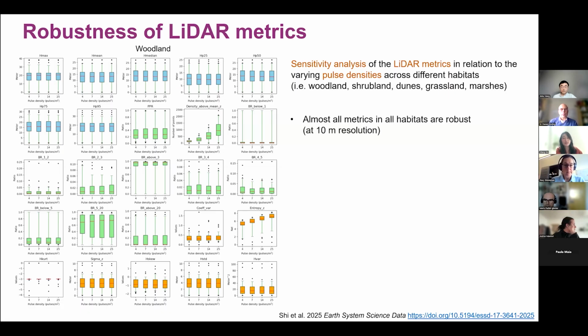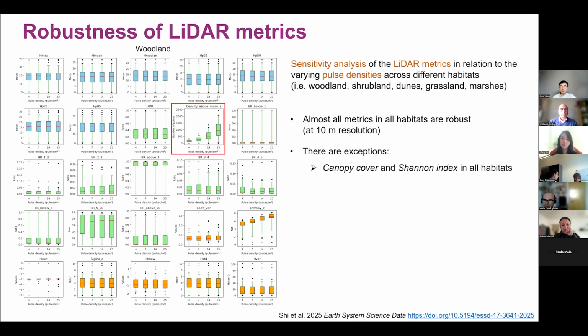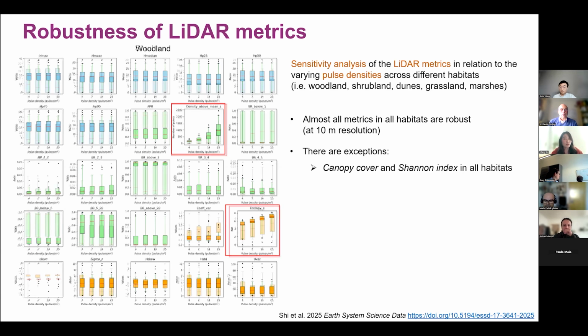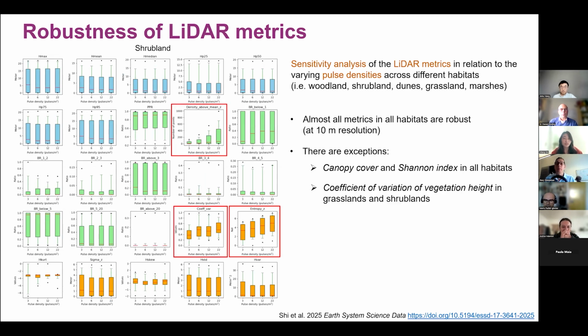What we found is that almost all metrics in all habitats are robust. This is, of course, tested at, again, 10 meter resolution. However, there are some exceptions. For example, canopy cover and Shannon index have less robustness across all habitats. And there are some metrics that perform worse in different habitats. For example, coefficient of variance of vegetation height performs really poorly if you calculate it in grasslands and shrublands.